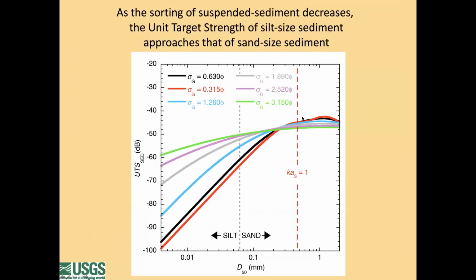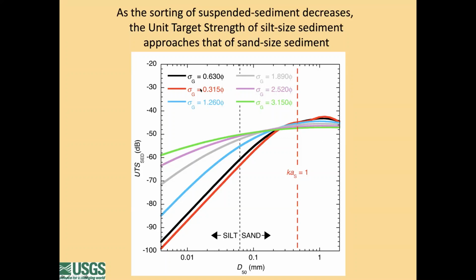So as the sorting of suspended sediment decreases, the target strength for these finer sizes also approaches that of sand. Now, the unit target strength is basically the range-independent target strength. So we've gotten rid of the range terms, which, if you go through the detailed derivation, there's a range term that's actually in the target strength, which typically ends up being combined with the transmission losses. And you'll see how it's done in that paper. And it's also for a concentration of 1 milligram per liter.